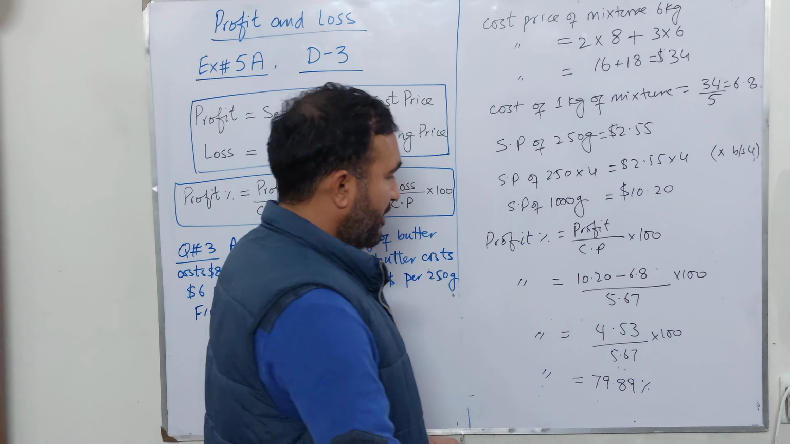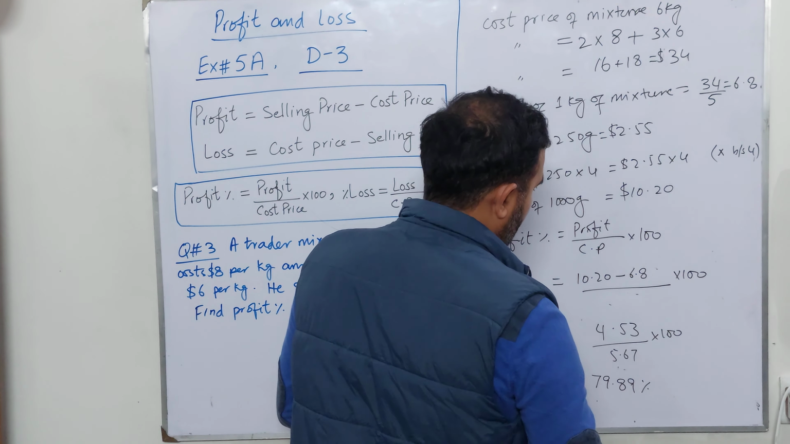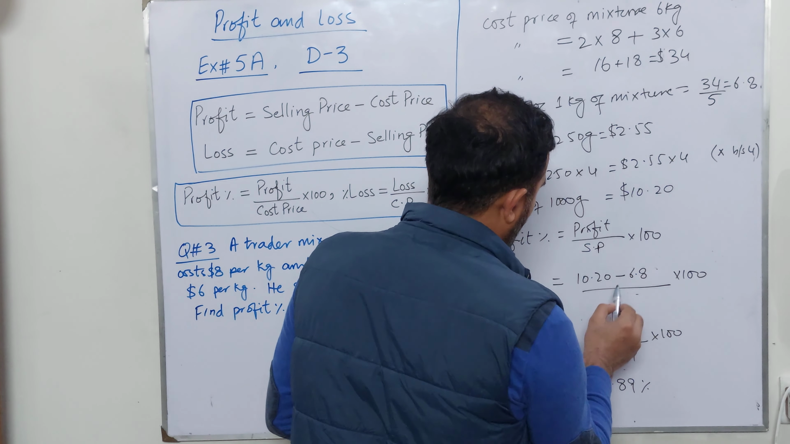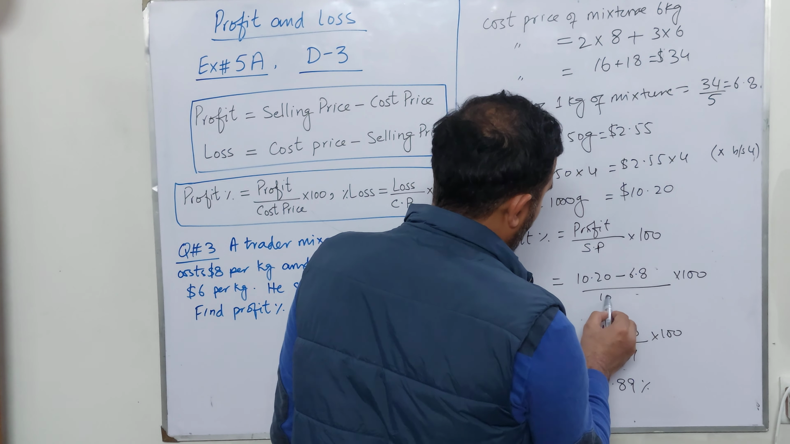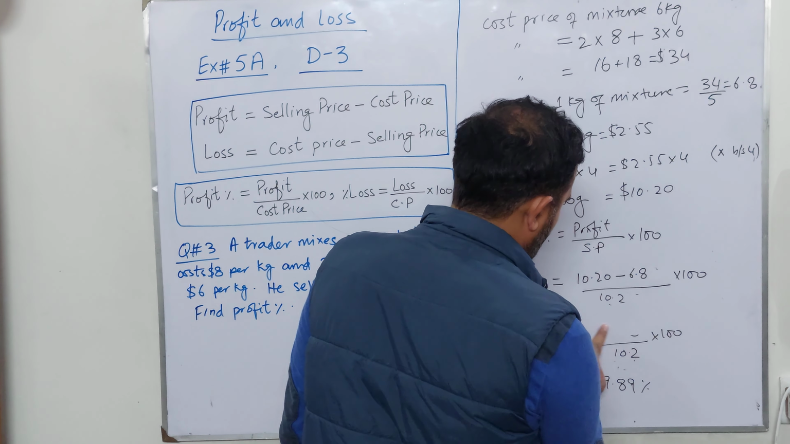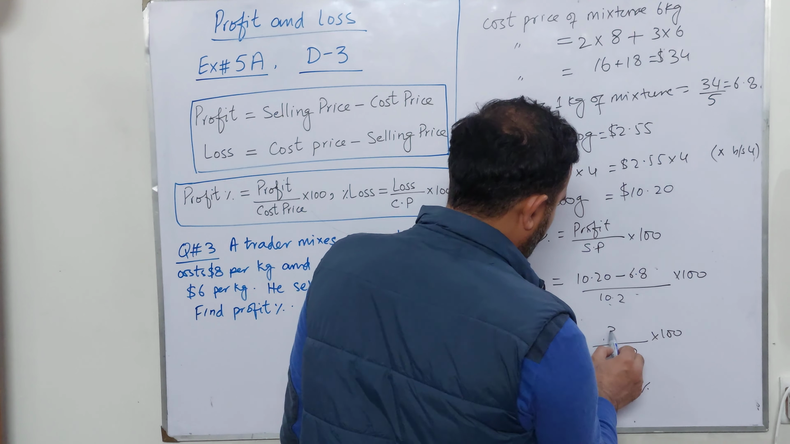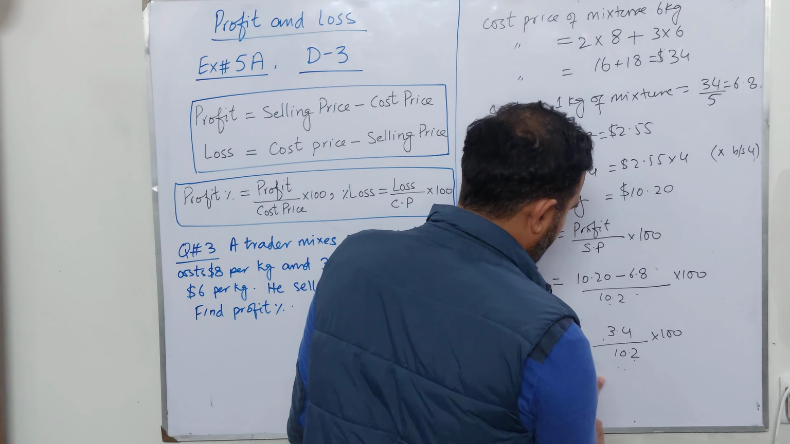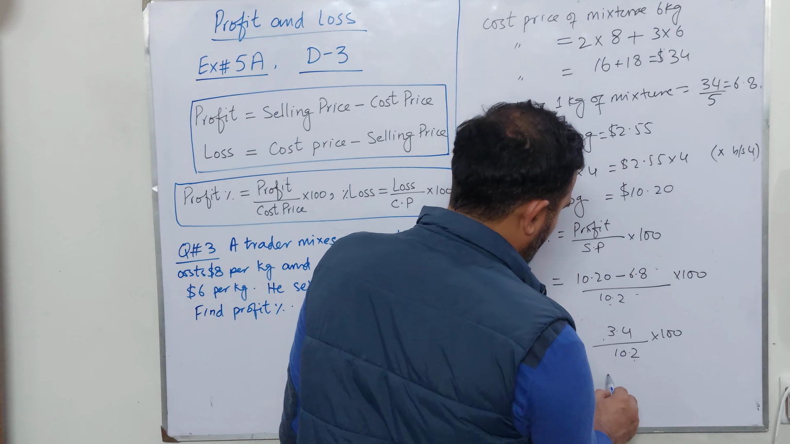Okay, so we will have to change over here, so it will be selling price. Okay, and selling price is 10.2, and it's 3.4, I think. Okay, and the result will be 33.3%.